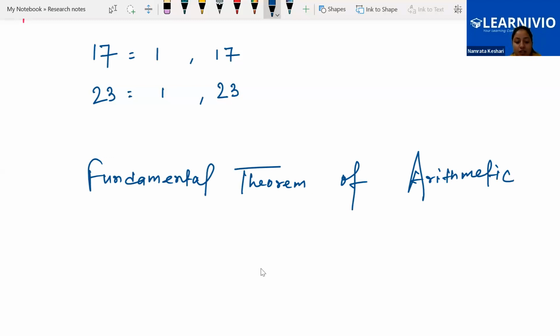Then we will try to understand what the theorem says. Because when it is in written form, like the theorem, once I write it, it will not be that clear, but we will understand it in detail. Just a moment.